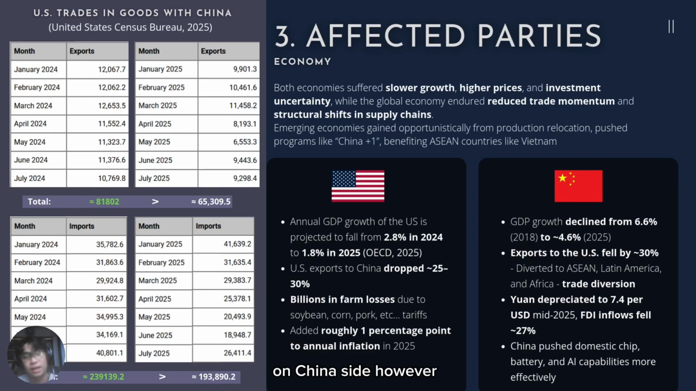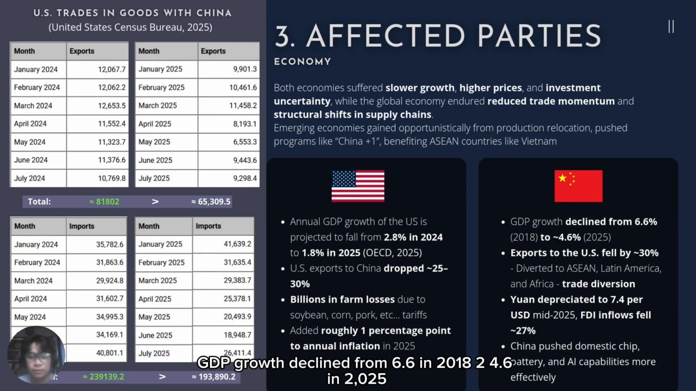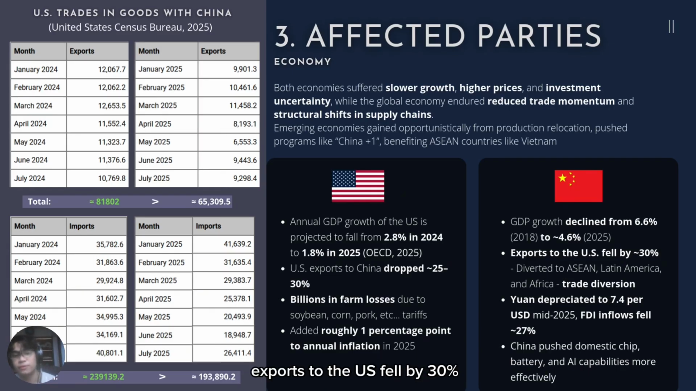On China's side, however, GDP growth declined from 6.6% in 2018 to 4.6% in 2025. Exports to the US fell by 30%, which were diverted to ASEAN, Latin America, and Africa. This is called trade diversion.